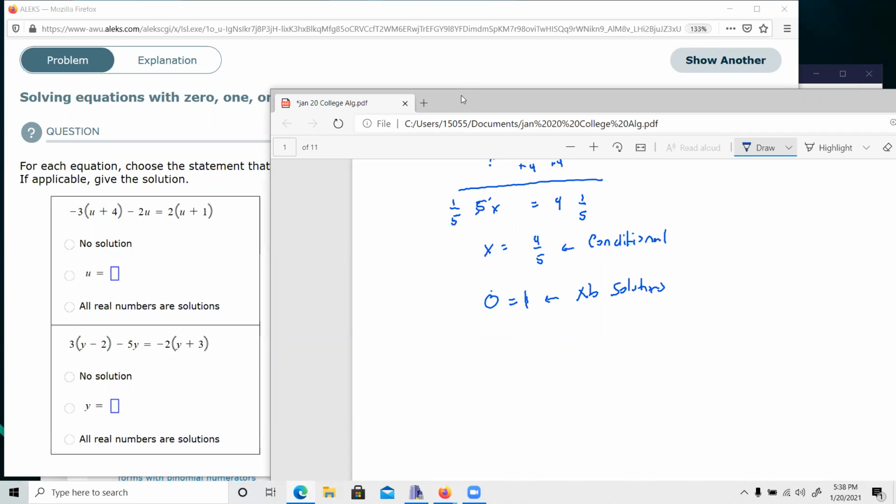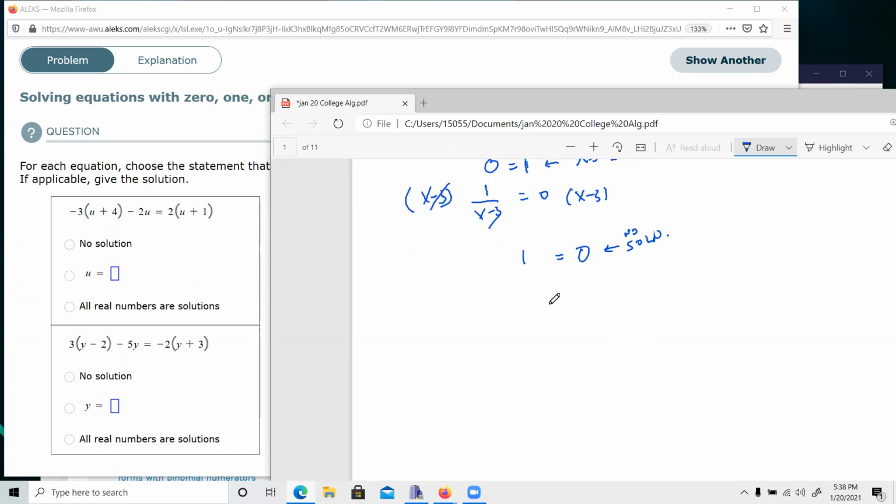Okay, it's always false. Like if we do 1 over x minus 3 is equal to 0, the first thing you want to do is multiply both sides by x minus 3 in order to clear the fraction. Those cancel, and then 0 times this is just going to be 0 still, and we get 1 is equal to 0. So this is a no solution. It's always false. There's never going to be a solution of this equation.